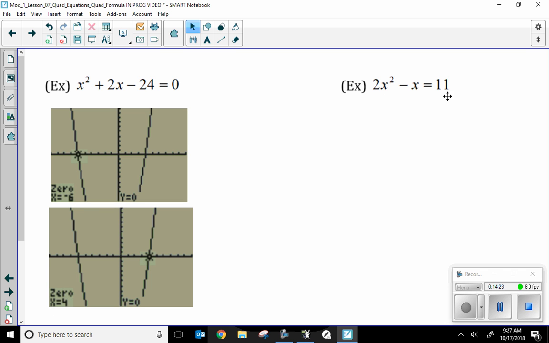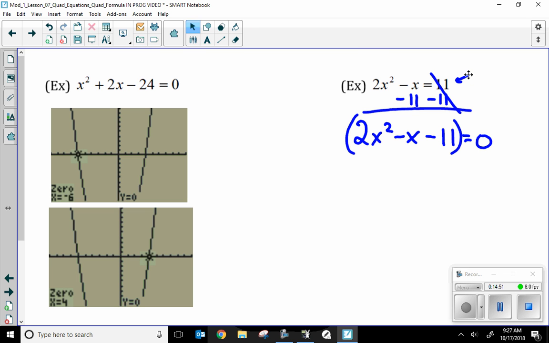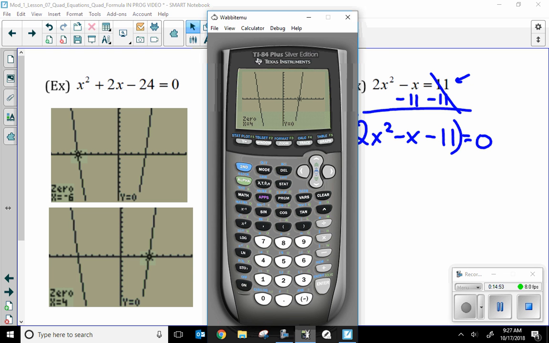All right, let's try this one on the right. Before I even enter that into the calculator, something should go off because this is not equal to 0. I need to subtract 11 from both sides. So I have 2x squared minus x minus 11 equals 0. This is what I'm going to put into my calculator. And we're going to do it all over again.